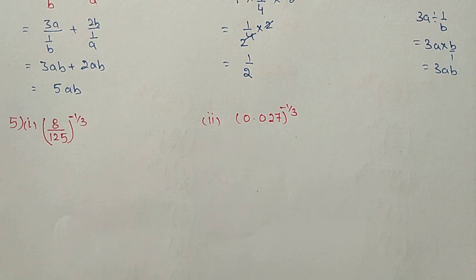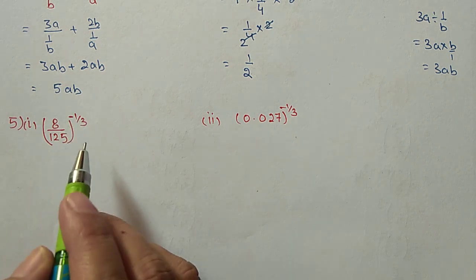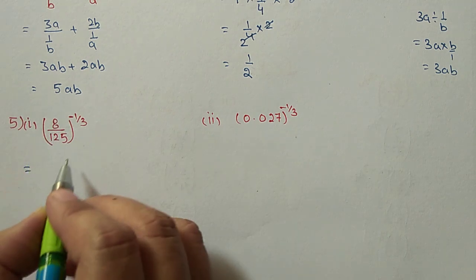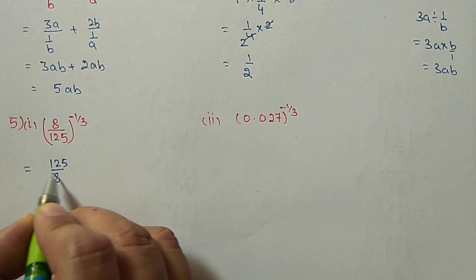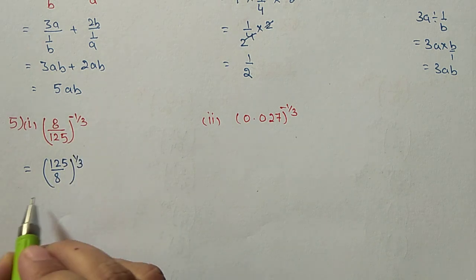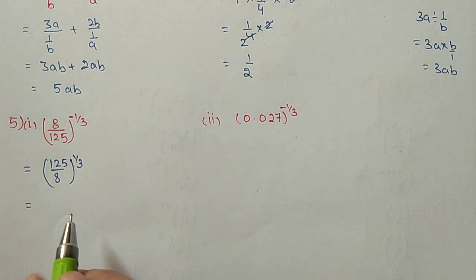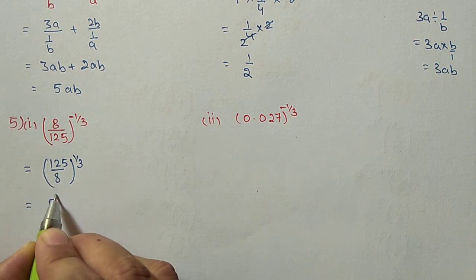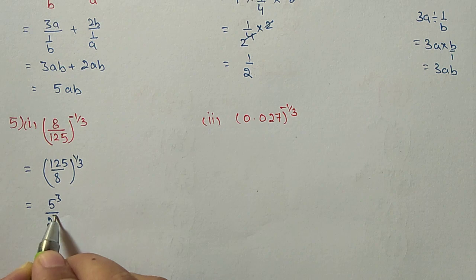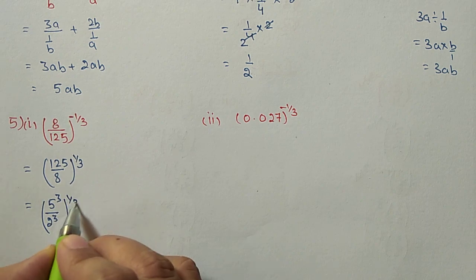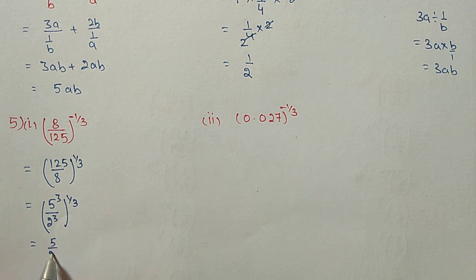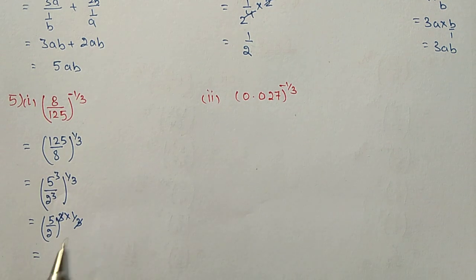Fifth question, first part, 8 by 125 to the power minus 1 by 3. First we will change this negative power into a positive power. For that we have to take the reciprocal. We can write it as 125 by 8 to the power 1 by 3. Now 8 and 125 we will change into exponential form. 125 we can write as 5 to the power 3, 8 we can write as 2 to the power 3, whole to the power 1 by 3. Or we can write it as 5 by 2 to the power 3 into 1 by 3. So this 3 and 3 will cancel out. Answer will be 5 by 2, or 2 whole number 1 by 2.